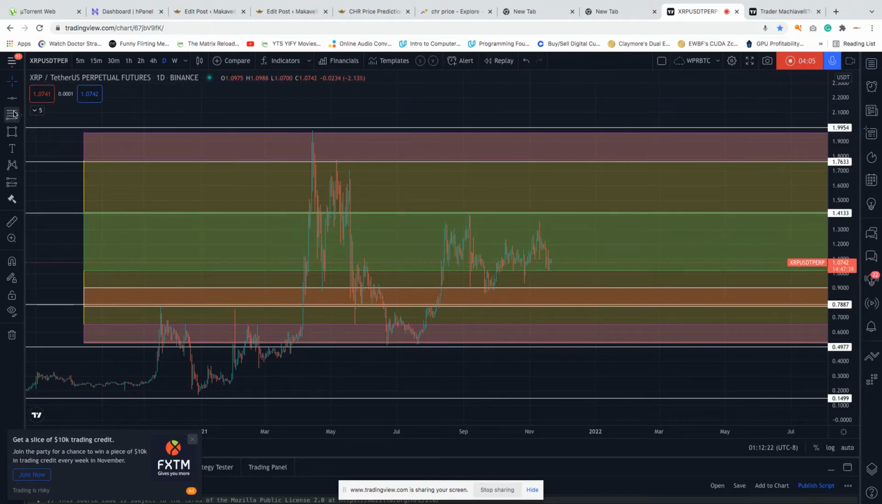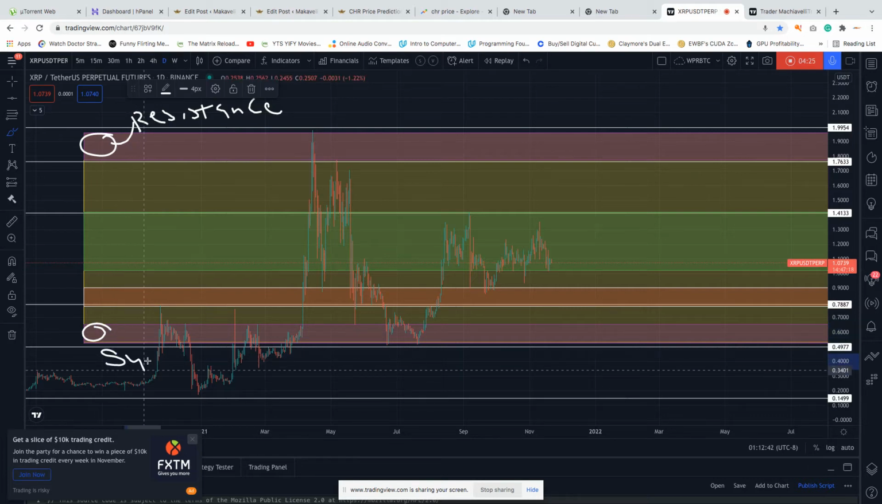These two purple areas are my resistance. This is my resistance, right? Oh, my writing is not so clear, but this is my resistance and this is my support, right? Now, this is my major support and resistance on the daily chart, which means if I enter a trade here on the support, I should be targeting what? The resistance, which is right here, right?